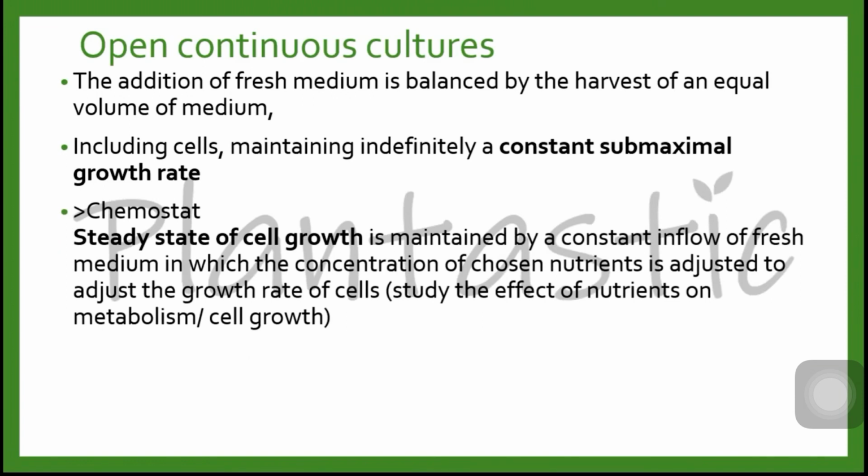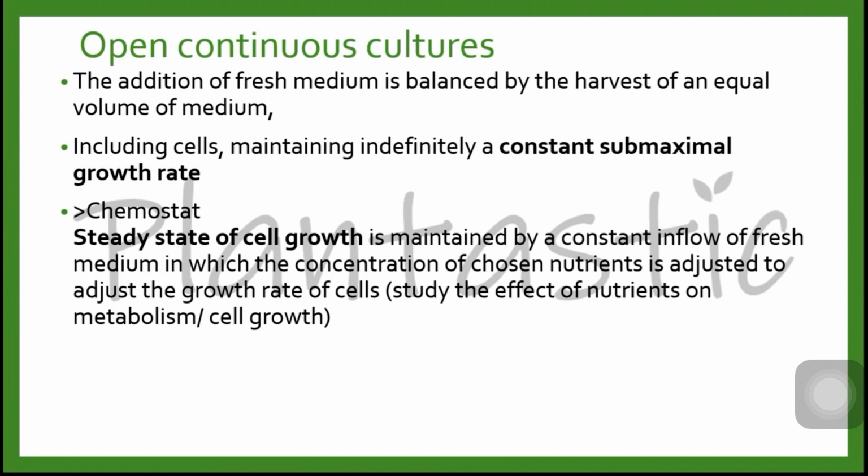First, chemostat. The steady state of the cell growth is maintained by the constant inflow of fresh medium in which the concentration of chosen nutrients is adjusted to adjust the growth rate of the cells. This is to study the effect of nutrients on metabolism and cell growth.